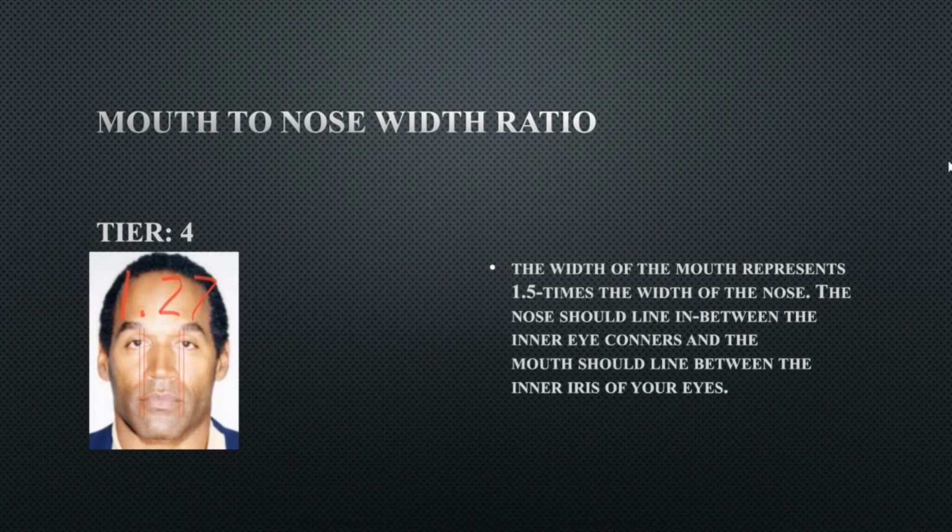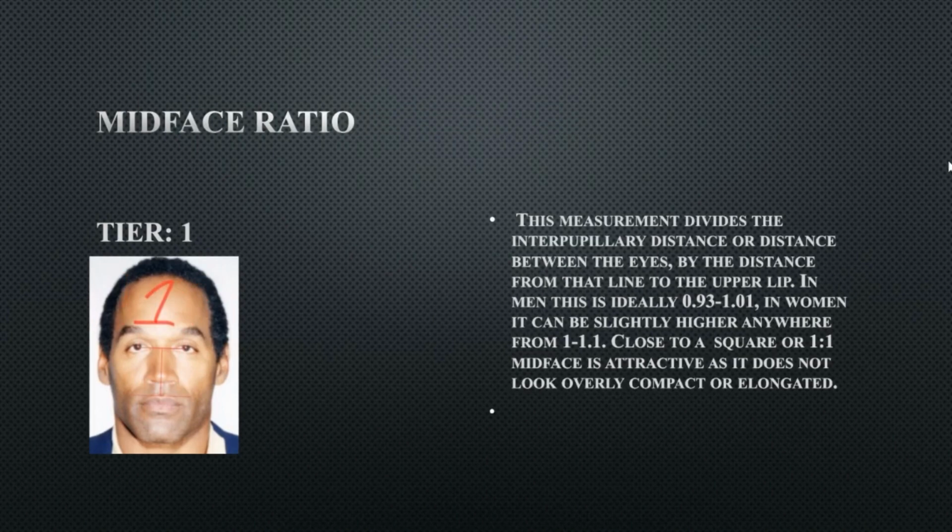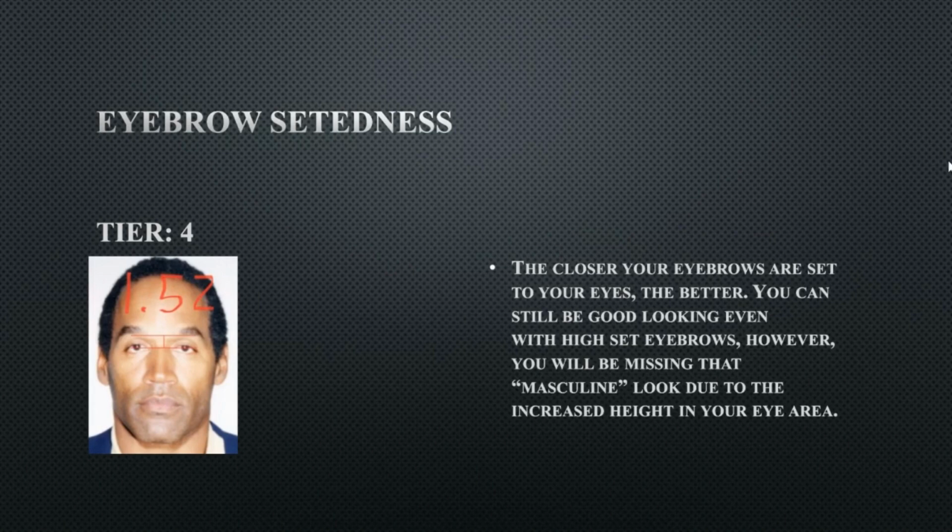His mouth to nose width ratio, so your nose should not be too wide relative to your mouth, and your nose should be inside the middle of the inner creases of the eyes, which his is not. It's a little bit outside of it at 1.27, and that is a slight flaw. His mid-face ratio is perfect, so this is 1 or 1:1, and his is at 1, so that is within the ideal. His eyebrow steadiness is a tier 4, and this is a slight flaw.